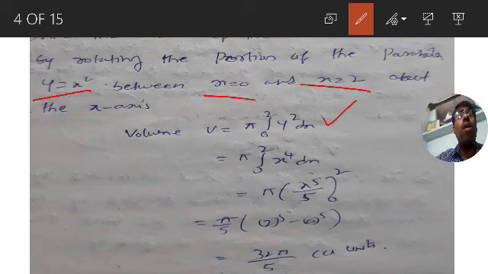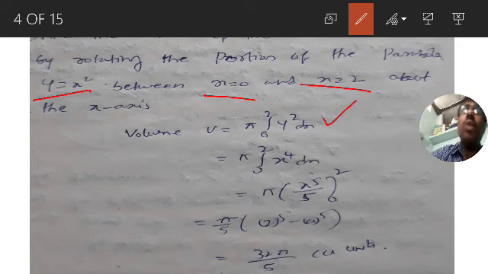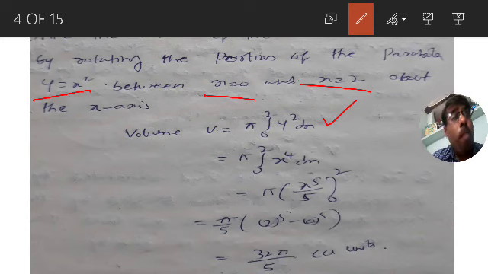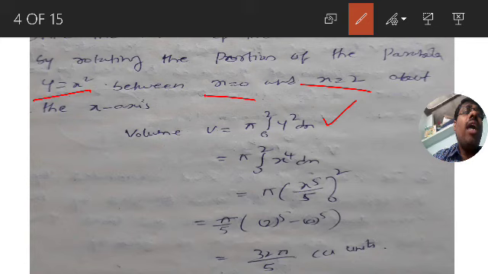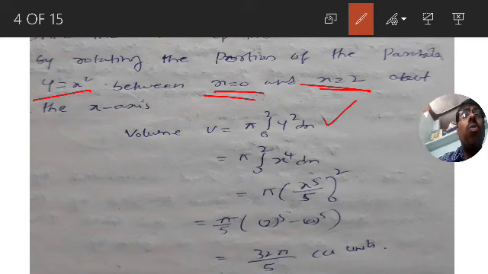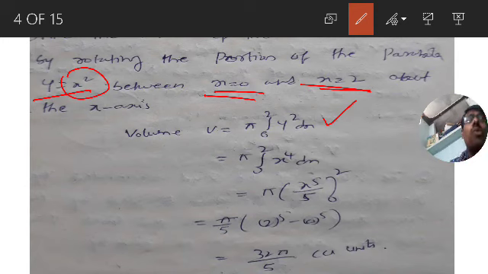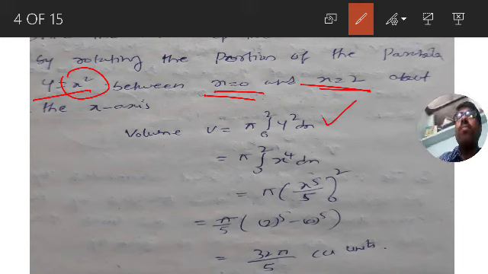You know the formula. Volume is equal to integration a to b pi into y square dx. Now, a is equal to 0 and b is equal to 2. So pi is a constant outside, integration 0 to 2 y square dx. What is y? y is equal to x square. Substitute. So, pi into integration 0 to 2 x to the power of 4 dx.